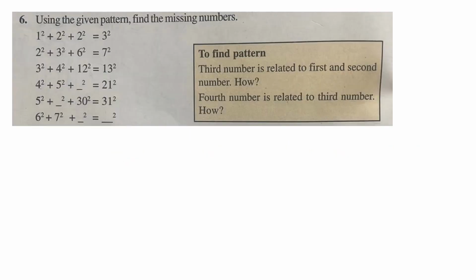Okay. The sixth question given to us is, using the given pattern, find the missing numbers. Here they have given us a hint: the third number is related to the first and the second number. So you should check how the third number is related to the first and second numbers. If you see here, 1 into 2 equals 2, 2 into 3 equals 6, 3 into 4 is equal to 12. So our third number is nothing but first number into second number. That is the relationship between our first, second and third numbers.